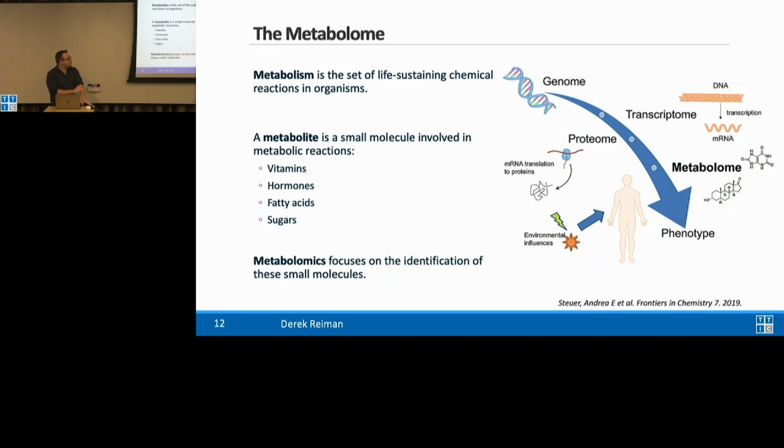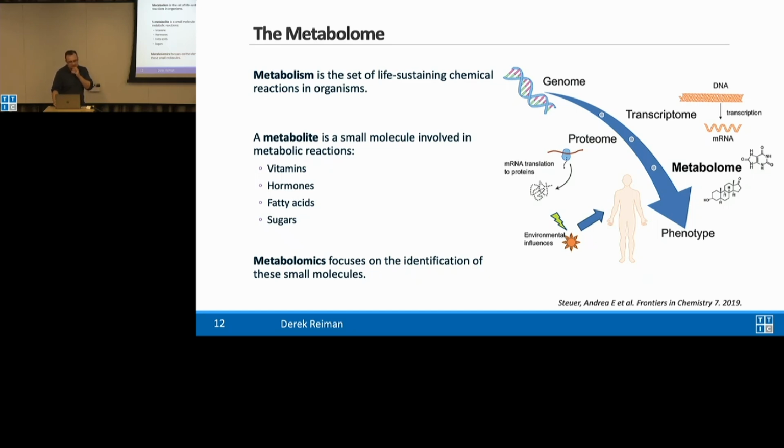So the other component of modeling these interactions is understanding the metabolome. Metabolomics is the identification of small molecules involved in metabolism, which are life-sustaining chemical reactions. And these can be all sorts of different types of compounds. Some of the more common ones that you might hear of are vitamins, hormones, fatty acids, sugars. If you're familiar with biology, in the central dogma, you know genome or DNA, RNA, protein, but this adds a layer just after that, between what we observe in a phenotype and what we can observe in the proteome.